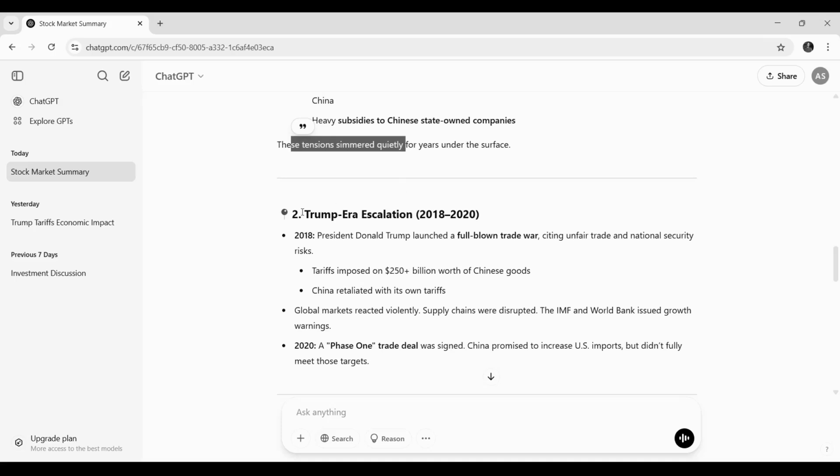Then the next part, Trump era escalation, from 2018 to 2020. In 2018, President Donald Trump launched a full-blown trade war, citing unfair trade and national security risk. Tariffs were imposed on 250-plus billion dollars worth of Chinese goods. Okay, China retaliated with its own tariffs. Global markets reacted violently. Supply chains were disrupted. The IMF and World Bank issued growth warnings. In 2020, a Phase 1 trade deal was signed. China promised to increase US imports but didn't fully meet those targets.